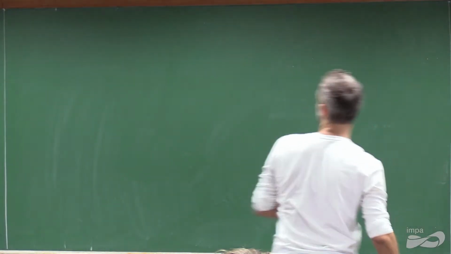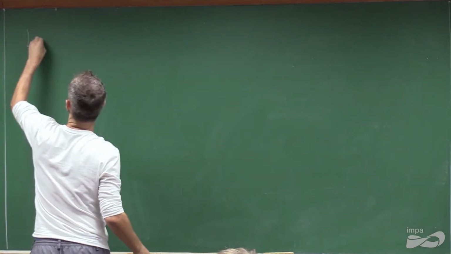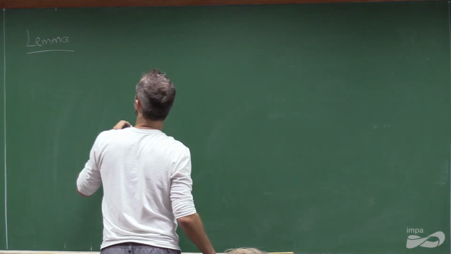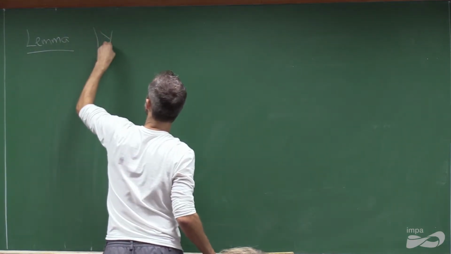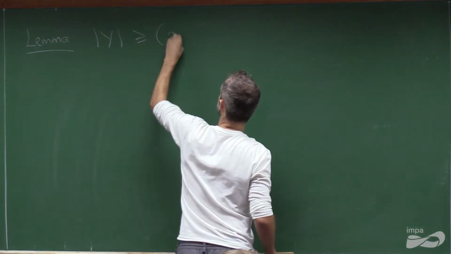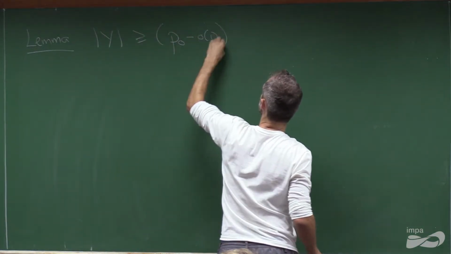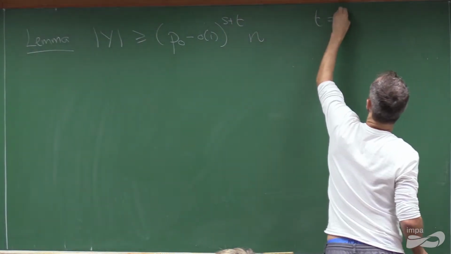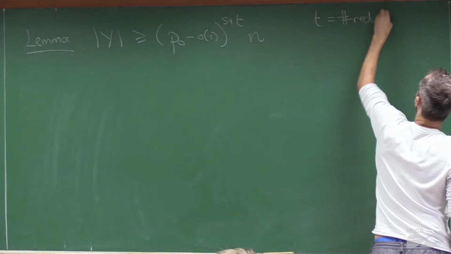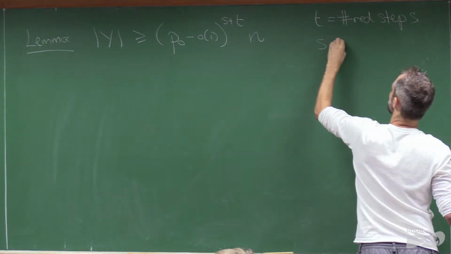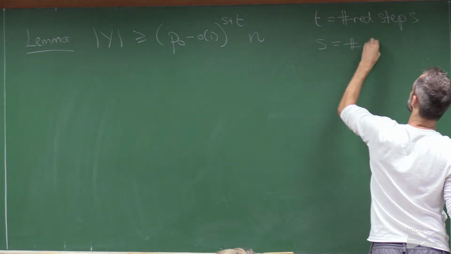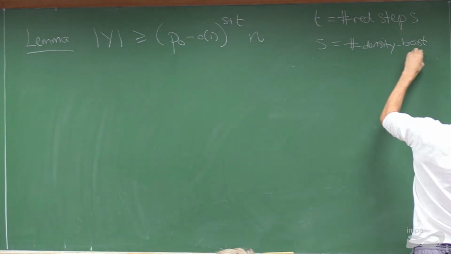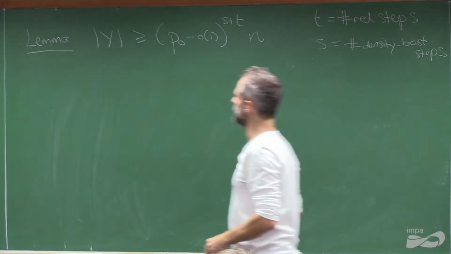Right, so maybe I'll put those things over here. So the 3 lemmas that we can try and prove are as follows. So we're going to try and prove this bound on y. T equals number of red steps. S equals number of density boost steps.